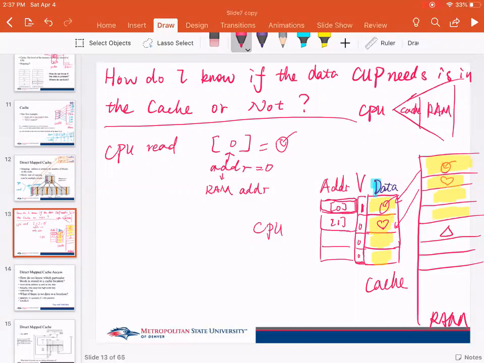So the tricky thing here is that not only the data, the content, but also the address of the data have to be stored in the cache. So it doesn't actually mean that if your cache size is 2 words, 3 words, or 4 words, you only need to have 4 words in your cache, because you do need a lot more space to store the address as well.